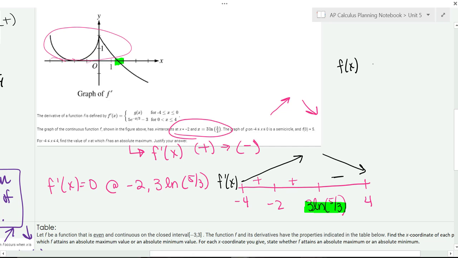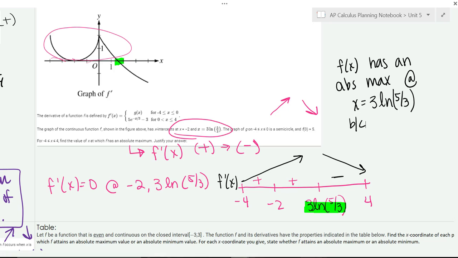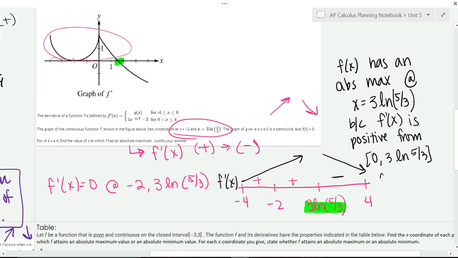So I'm going to say that f of x has an absolute max at x equals 3 natural log of 5/3 because f prime of x is positive from 0 to 3 natural log of 5/3 and negative from, or I'll do little parentheses here, 3 natural log of 5/3 to 4.